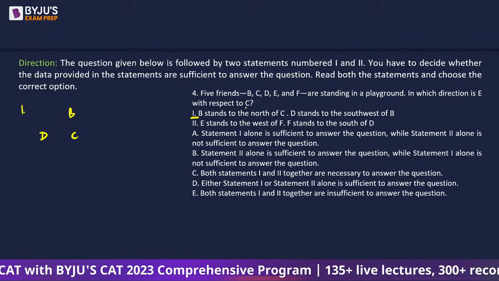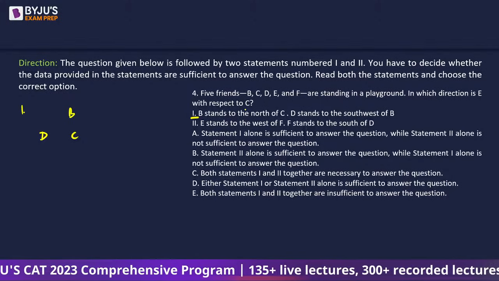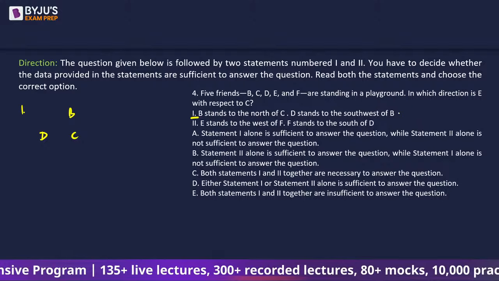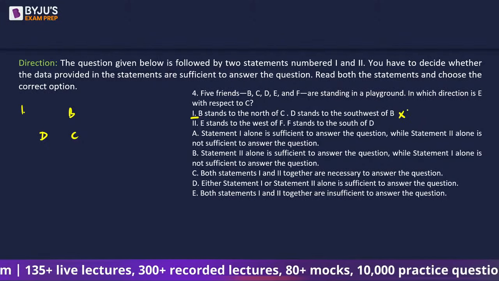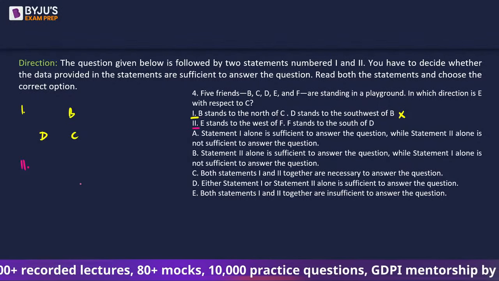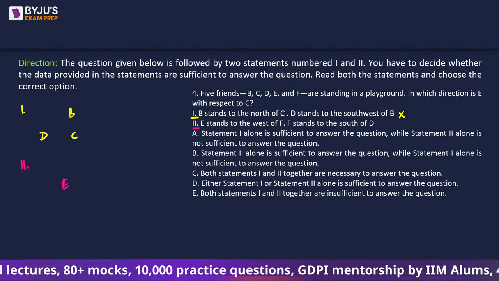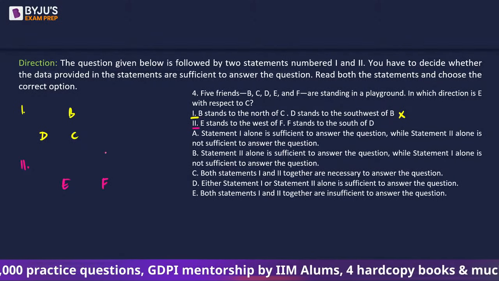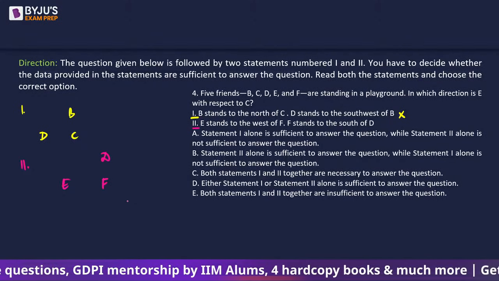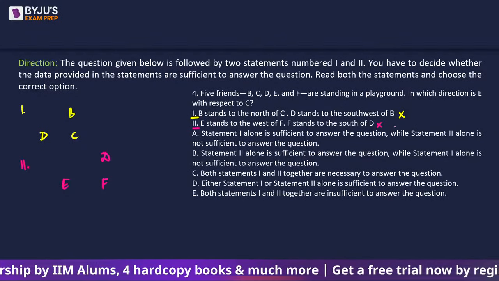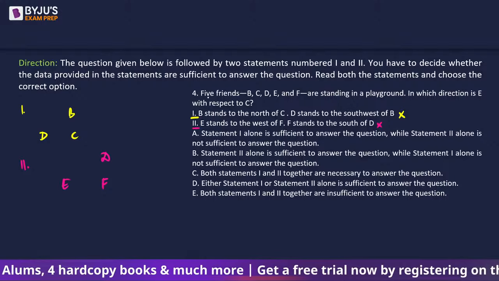So we need to find out what is the relation between E and C. E is not mentioned in the first statement, so obviously we won't be able to answer it. Now let's use the second statement. Second statement says E stands to the west of F. F stands to the south of D. So if we take this, we don't know where C is. So this will not help us solve the question.